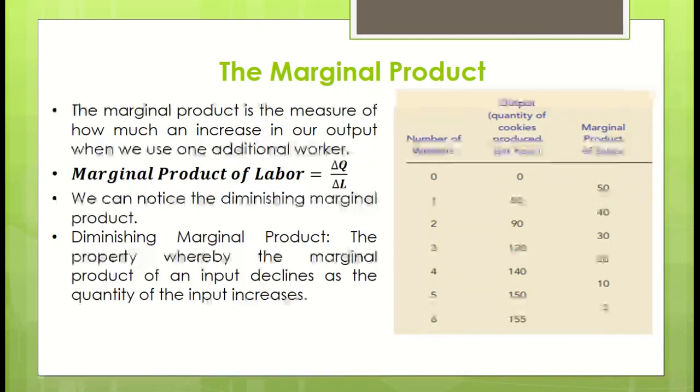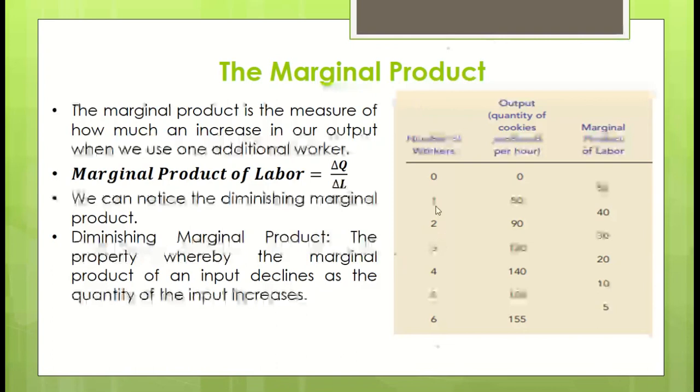Why is it so? And the reason is, as the number of workers increases here, the average worker is contributing less to the output and will be less productive. In general, marginal product of labor diminishes as labor increases.